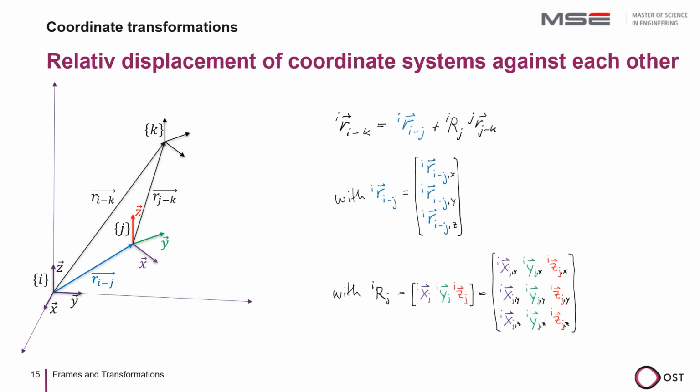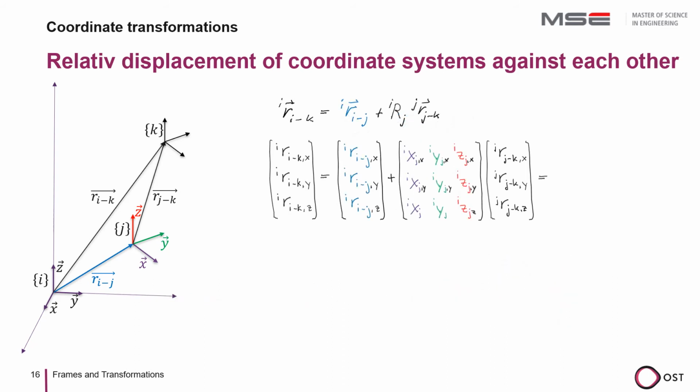We now see in more detail how a coordinate system is described. On the one hand, we have the location vector in blue, which describes the position, and on the other hand, the rotation matrix with the three different colored unit vectors, which describes the orientation.